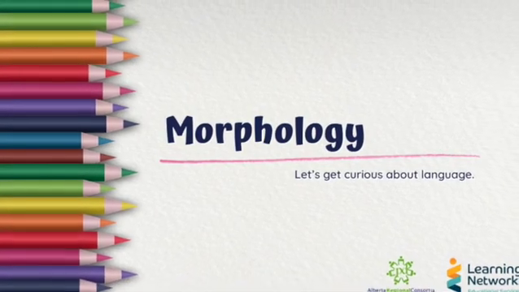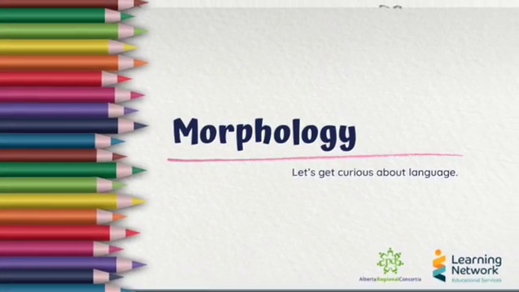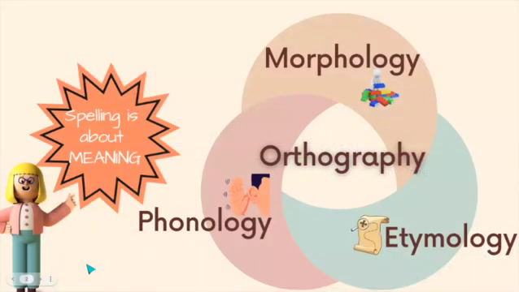Let's get curious about language through morphology. The first thing to remember as we do this work is that spelling is all about meaning. And because meaning is its primary function, we cannot rely solely on one part of orthography. We have to look at all parts that make up orthography.